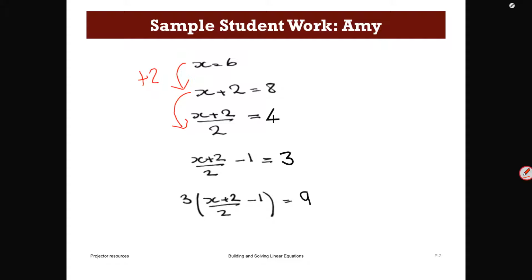Giselle? Oh no, 8. So then she did 6 plus 3 is 8. Divided by 2 is 4. So she divided by 2? Yes. Okay, so here she divided by 2. She divided by 2 over here, and then she also divided by 2 over here, right?